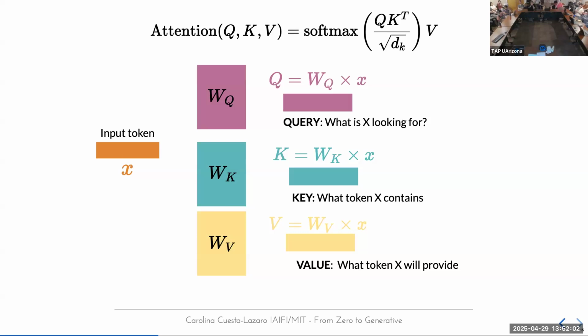So the query is asking the question, what is X looking for? What is our token looking for? Whereas the key is what does the token actually contain? And the value is what it provides. This might seem very abstract, so let's look at one example. If you have a sentence like this, the dog chased the cat because it was playful, and you want to understand what "it" is referring to, right? So if "it" is your query, my question is, what is it referring to? That's the query. Well, it's referring to dog, right?